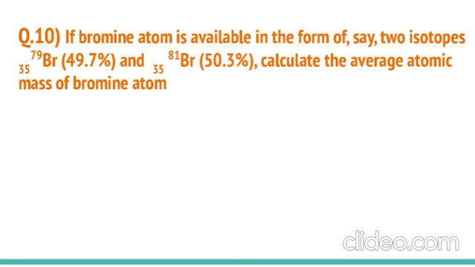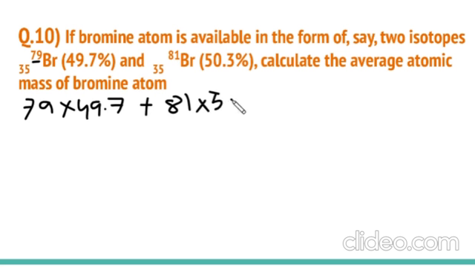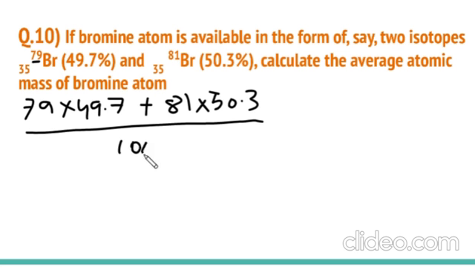Average means what? First thing is, we will use this part. The 79, which is the atomic mass. So we will write the atomic mass. Okay, so 79 multiplied by how much percentage we have, which is 49.7%. And the same we will do for the other isotope, which is 81 into 50.3. And I will divide both of them by 100.